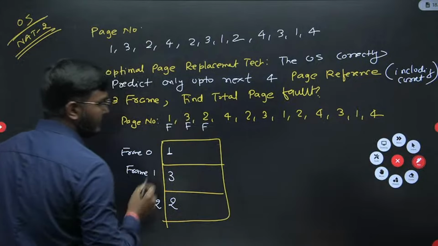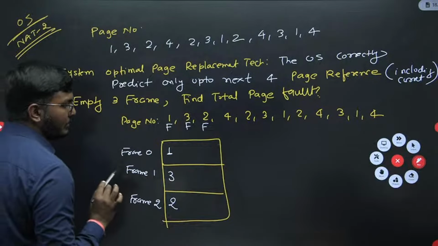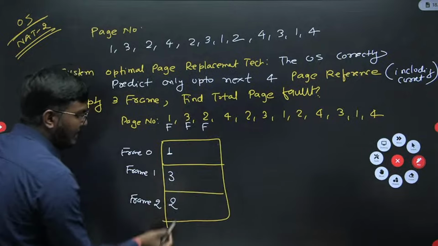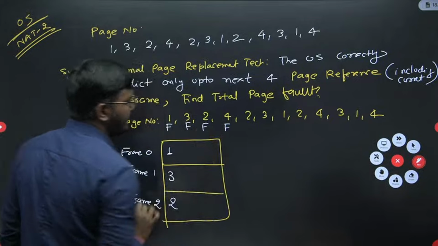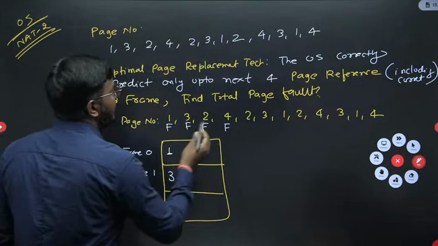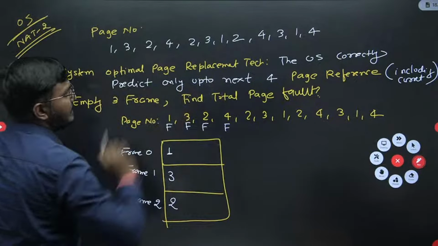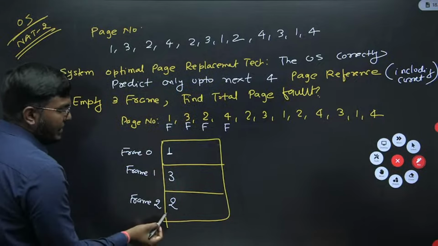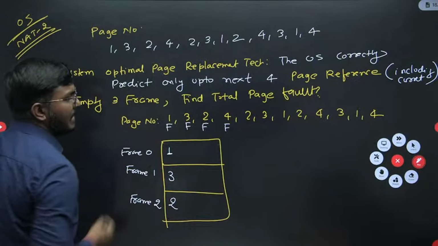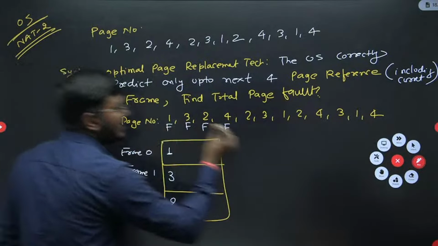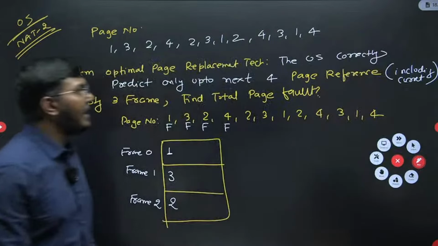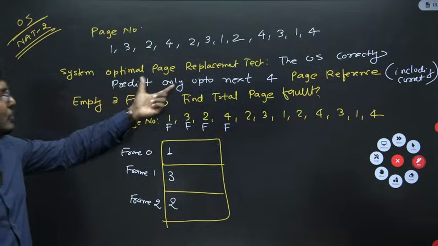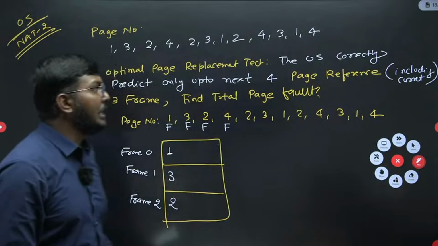Getting my point? This 4 is not available in main memory, so this 4 will also cause a page fault. Now the question is, if the system is using the optimal page replacement technique, which of these 3 pages will be replaced by this 4? As per the given statement, the operating system can only correctly predict up to 4 next page references, including the current.